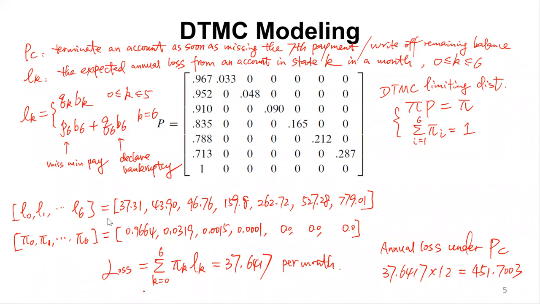Then in order to calculate the expected loss, we add all these pi_k l_k together from state 0 to 6. Then, because this is in a month, we got 37.6417 per month, the loss. The annual loss under the current policy, you multiply by 12 months, this is $451.7003. So this is our loss under the current policy.